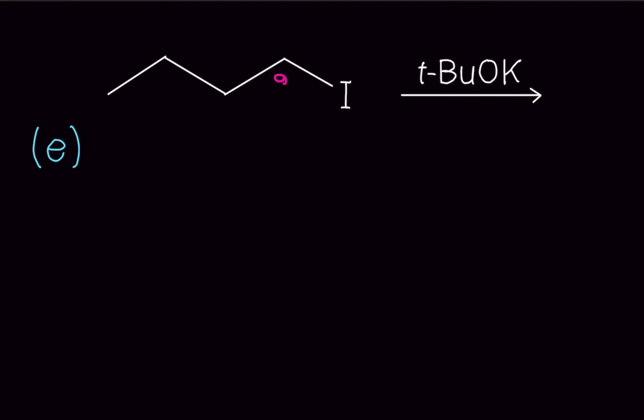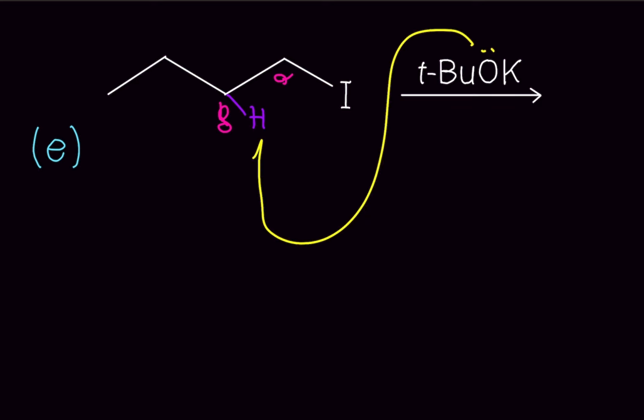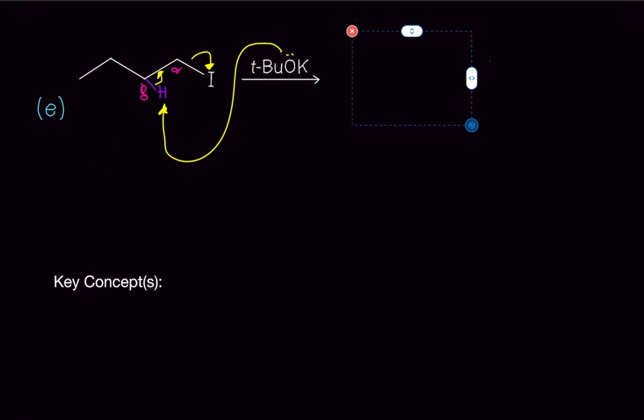Okay? So let's do E2 first. Okay, this is the alpha. This is the beta. Once again, we attack the hydrogen from the beta carbon. This bond breaks, making a double bond here, and then we kick out the iodine. So we are left with this. And this is the major, by the way. So this is major. No Zaitsev, no Hoffman here.